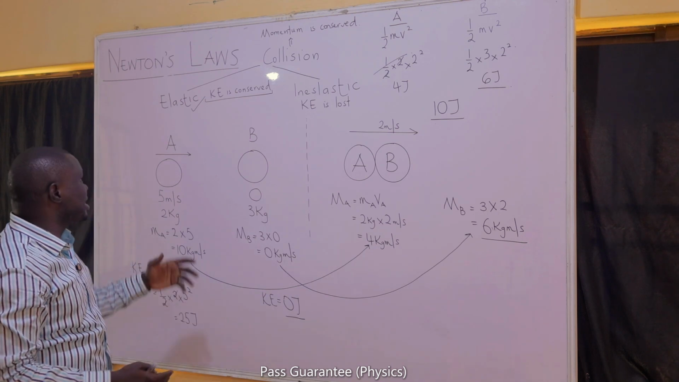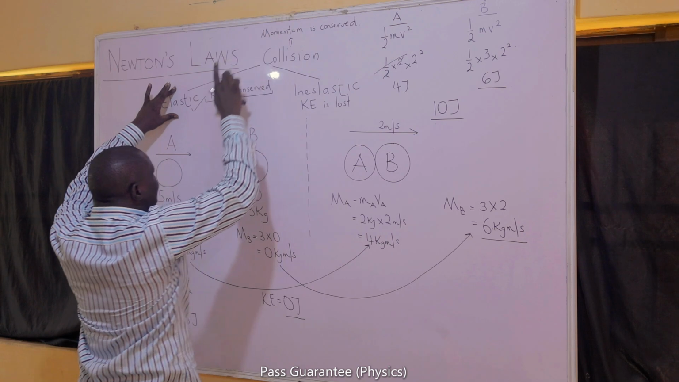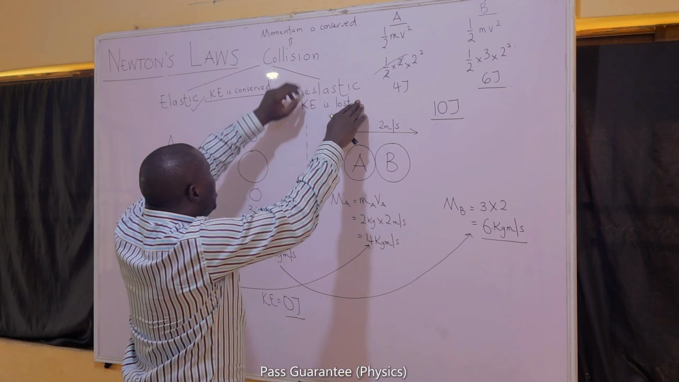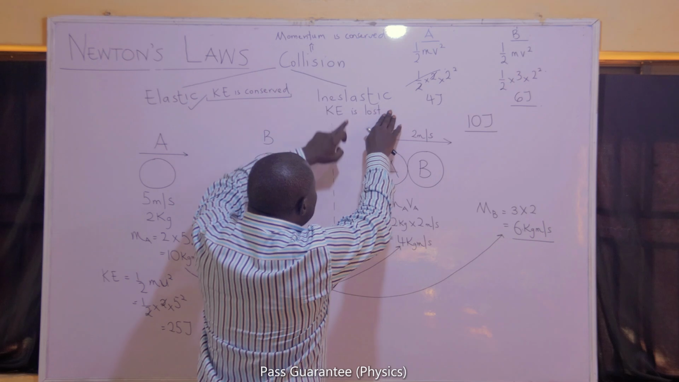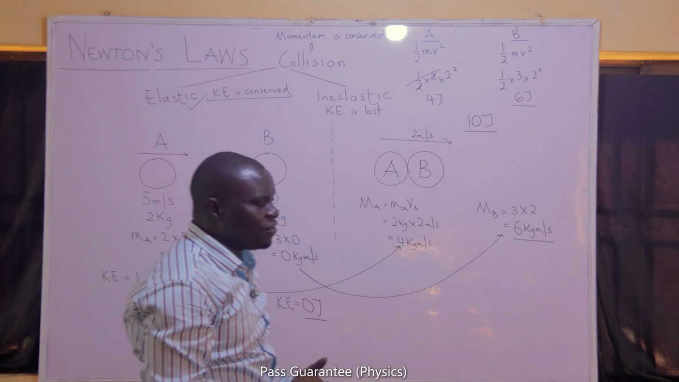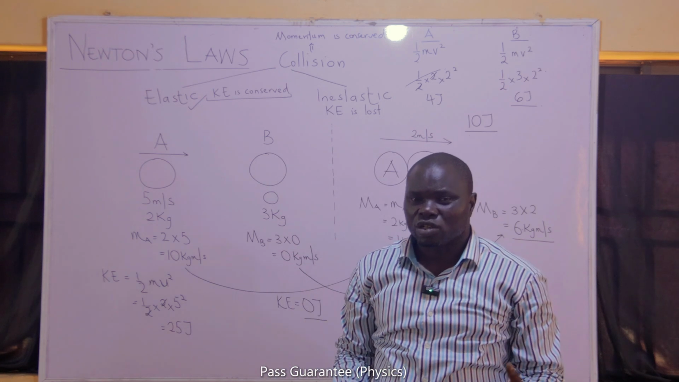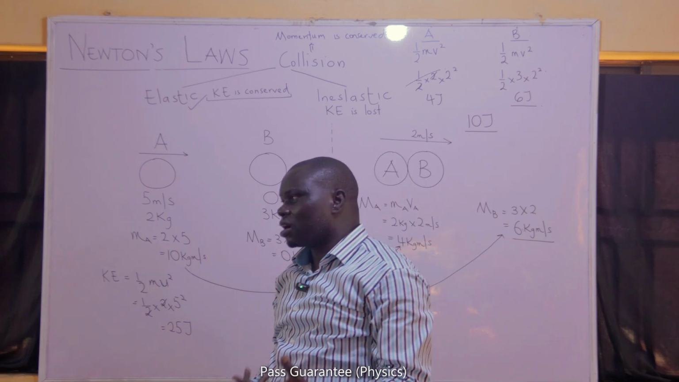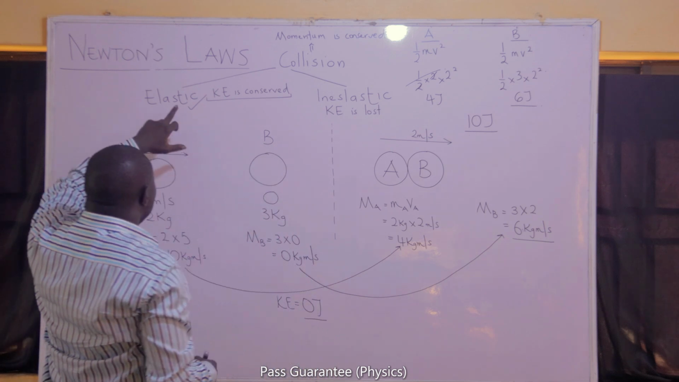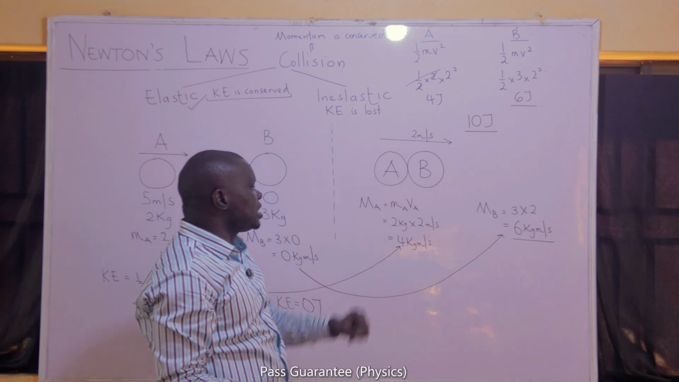So we can say that in elastic collision, both momentum and kinetic energy are conserved. In inelastic collision, only momentum is conserved, and kinetic energy is lost, or not conserved. And if it is not conserved, it always changes by reduction. The kinetic energy will never increase after collision. It is usually the same after collision if it is elastic, or it will reduce if it is inelastic.